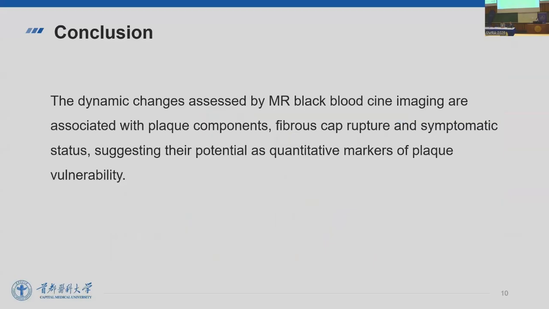For the conclusions, the dynamic changes assessed by MR black blood cine imaging are associated with plaque components, fibrous cap rupture, and symptomatic status, suggesting their potential as quantitative markers of plaque vulnerability.